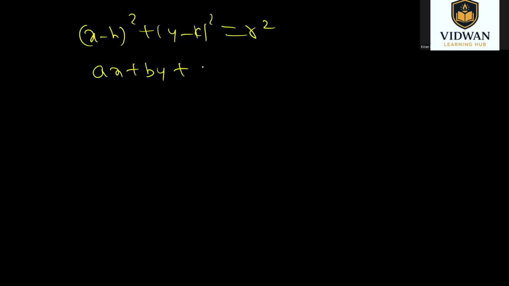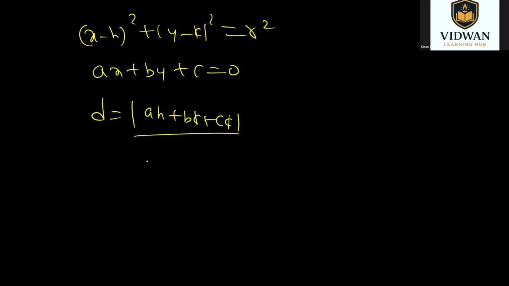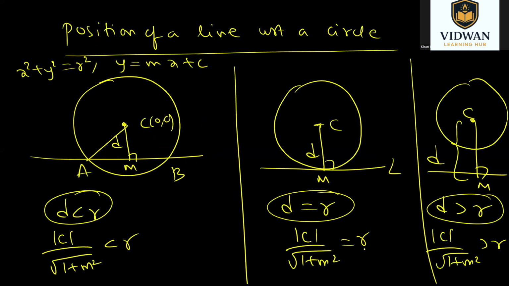For example, if the circle is something like x minus h whole square plus y minus k whole square equal to r square, and the straight line given is something like ax plus by plus c equal to 0, then what is the distance from the center to this line? You just have to substitute the center coordinates in this. Mod of ah plus bk plus c by root of a square plus b square. This is the d value, the distance from the center to this line, and that you'll compare with the radius. This is how you find d if the center is not origin. If the center is origin, we already have the result, which you can remember.